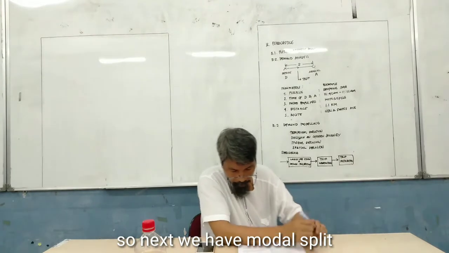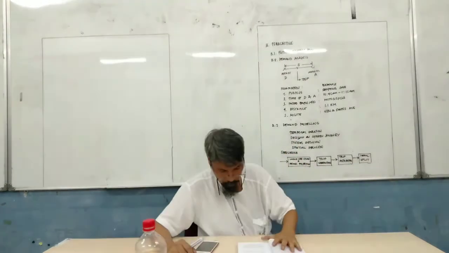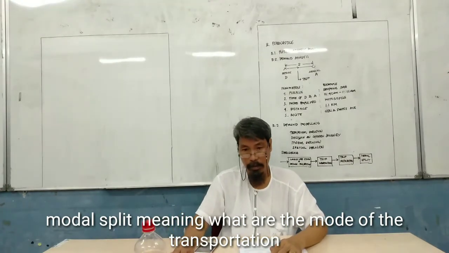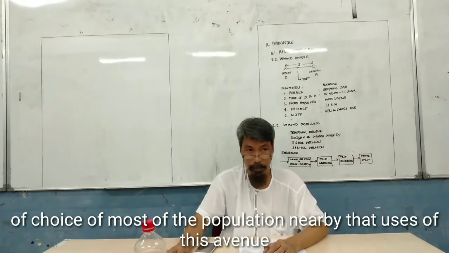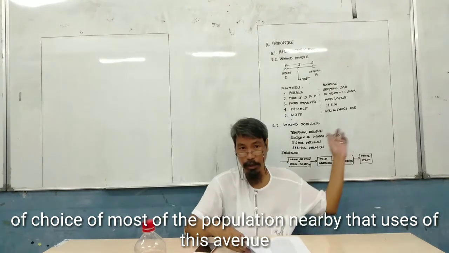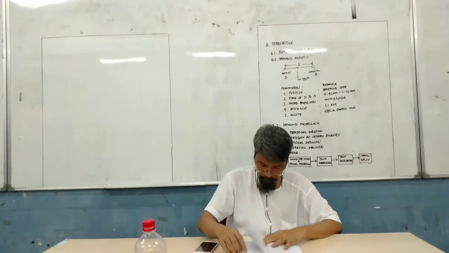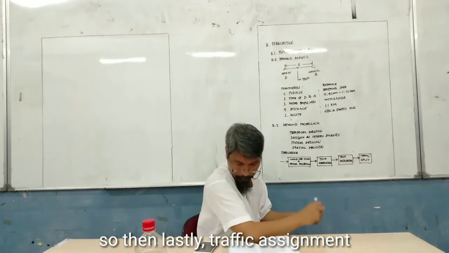Next we have the model split. So these are all actually included here. So model split means what are the modes of transportation of choice of most of the population nearby that uses this avenue. Okay? So then lastly, traffic assignment.